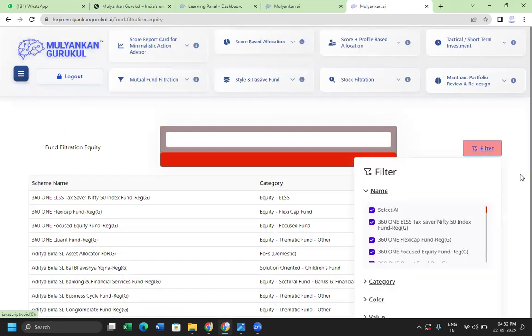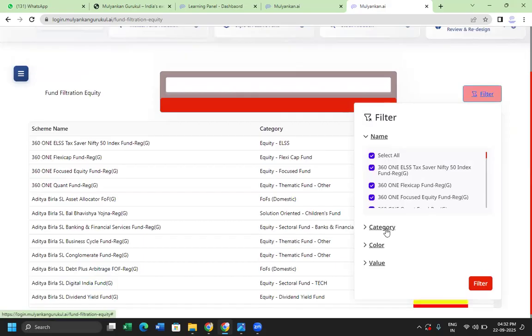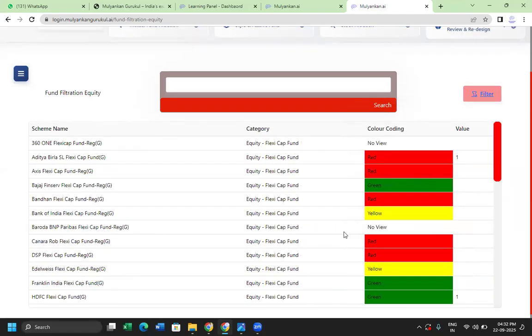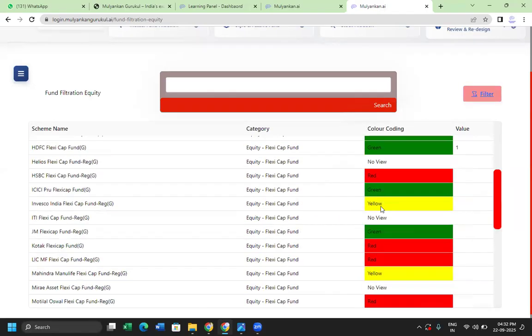In equity, click on, let's say, filter. Now it is telling you FlexiCap, right? Go into the category. In category, select all. Click on select all. All the buttons will be hidden. Now, let's say we'll click on equity FlexiCap and just filter it. So here we'll get the entire FlexiCap list with red, green, yellow color.